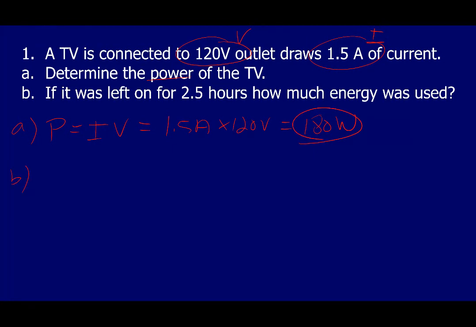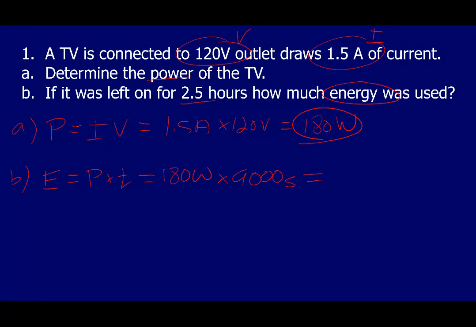For part B, it says it's left on for 2.5 hours. How much energy was used? So if I look back at that formula with energy in it, it's going to be power times time if you rearrange it properly using algebraic techniques. So now we know that we've got 180 watts, and it's being left on for 2.5 hours. Now remember, I can't have that in seconds. So I take 2.5 hours, if I times it by 60, it gives me minutes. It's 150 minutes. If I times it by 60 again, it gives me seconds. And it is 9,000 seconds.